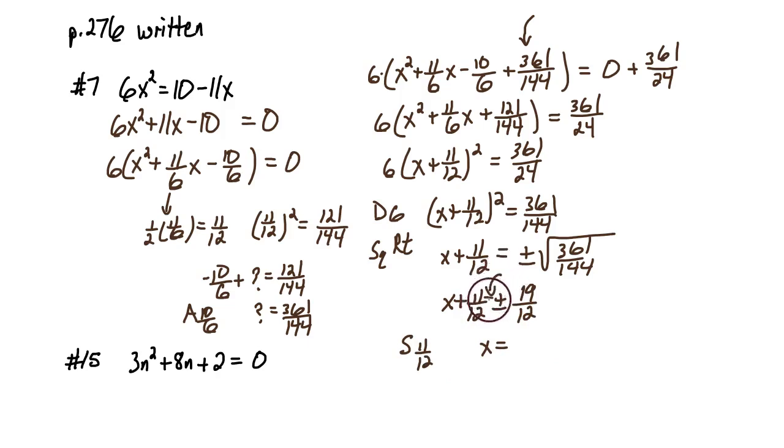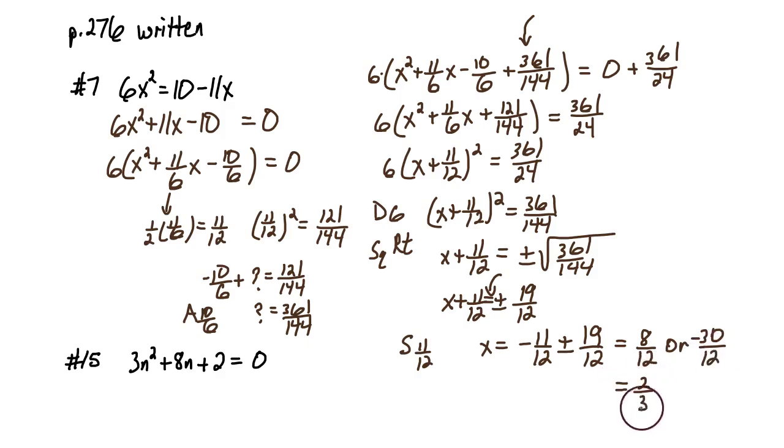Oops, right in there I lost my equal sign. This is really going to give us two answers. Negative 11 plus 19 is 8 over 12. And for the other answer, negative 11 minus 19 is negative 30 over 12. Both of these are reducible fractions. This is 2/3, and this one over here is negative 5 over 2.